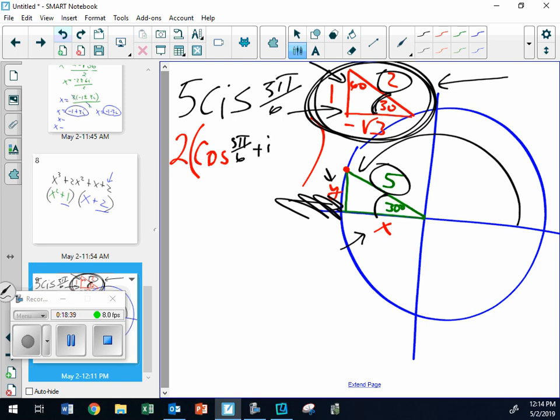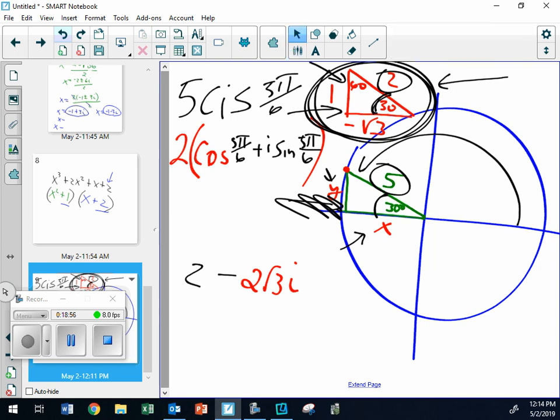Plus i sine of 5 pi over 6. Multiply it all out. See if you can get your answer that way. Be careful with the negatives. And when you're done, you should get something like this: 2 root 3, maybe it's like 2 minus 2 root 3i. That kind of answer. I'm going to pause for a second. And this is not the right answer. I'm trying to say it'll look kind of like that.